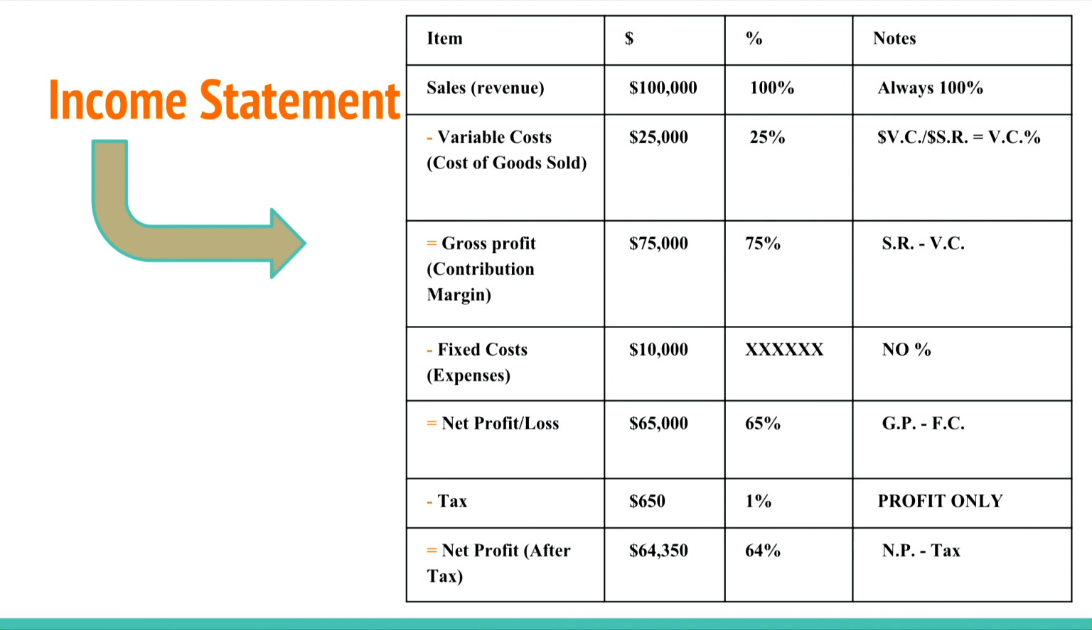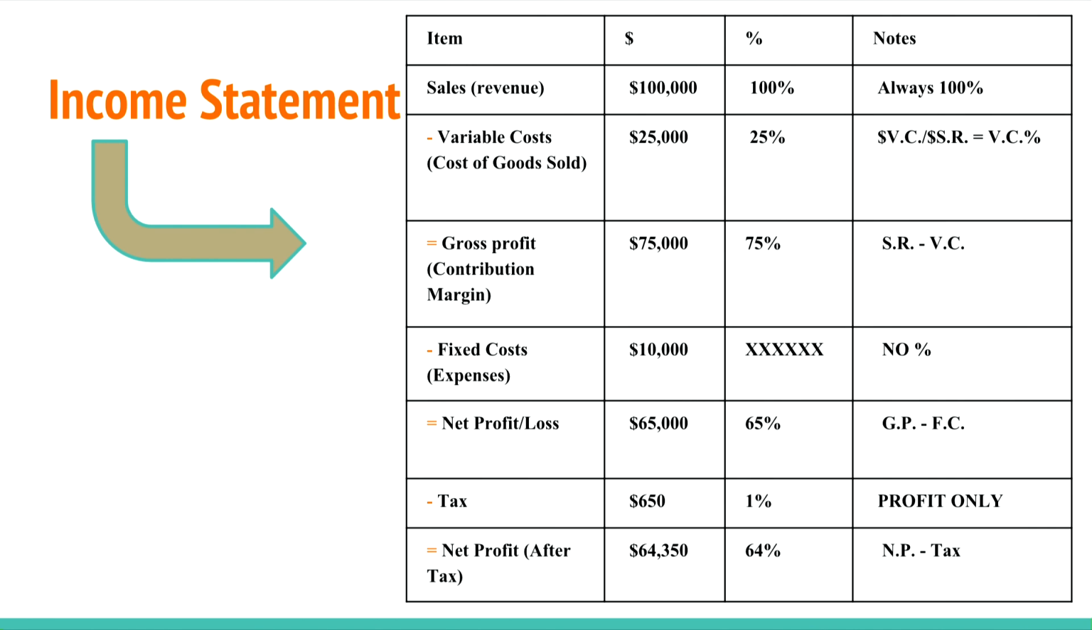After that would be fixed costs. These are your expenses that don't change based on your sales, such as rent. And in this example is $10,000, and you don't typically have a percentage of sales because it is a fixed cost. After that, you get net profit and loss. You get that by subtracting your fixed cost from your gross profit. And in this example, your net profit is $65,000 and 65%. You take your gross profit minus your fixed costs to get your net profit.